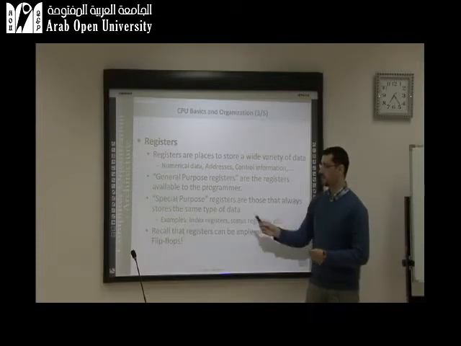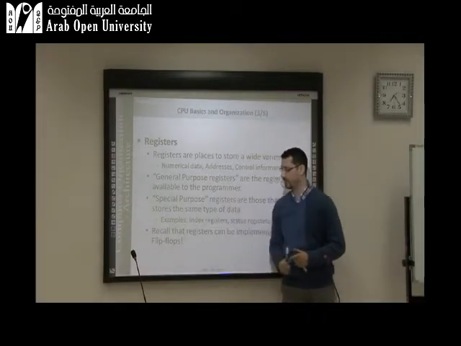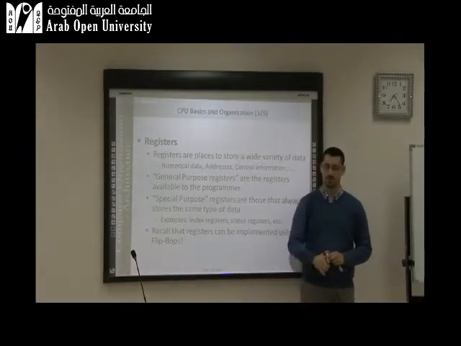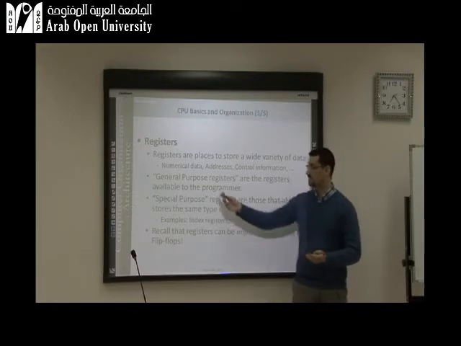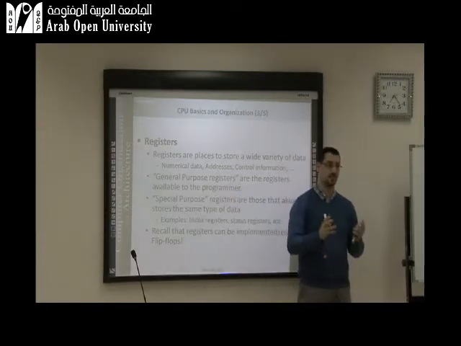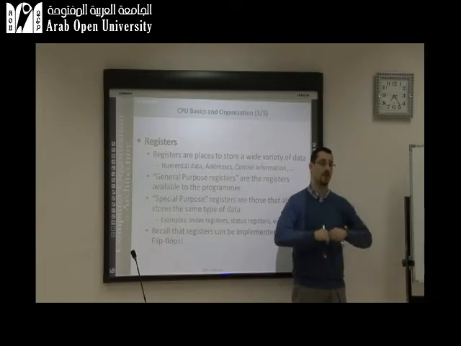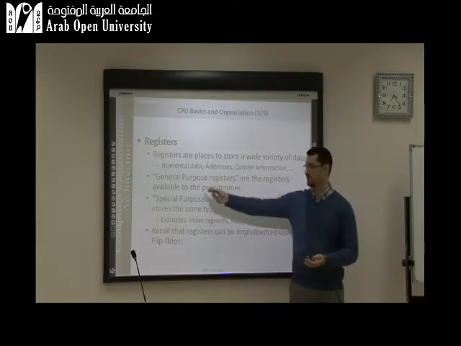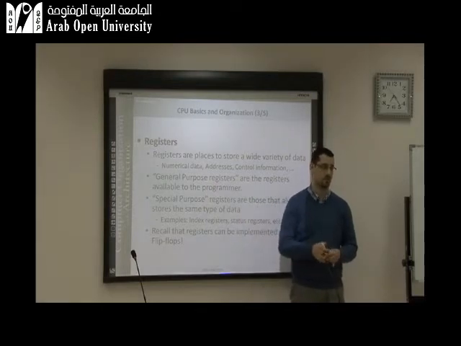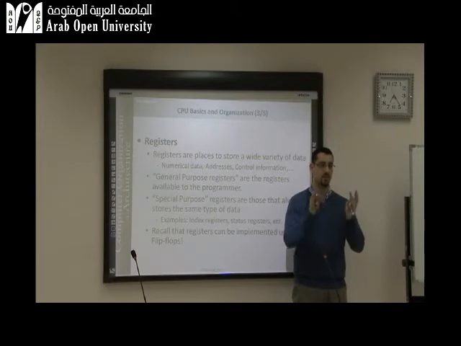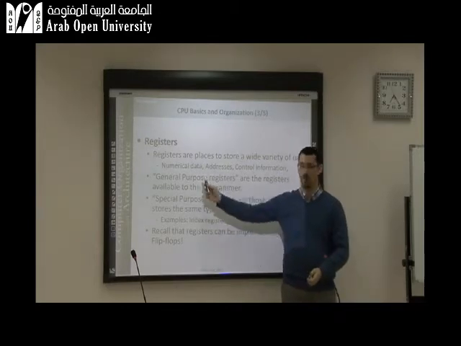Now we have two types of registers inside the CPU, two types of elementary memories. The first type is called general purpose registers, and the second one is special purpose registers. As their name suggests, general purpose registers can memorize any general thing. For example, if I have a variable, I can store it inside a general purpose register. So if the CPU has to add two operands, the operands will be stored in general purpose registers.